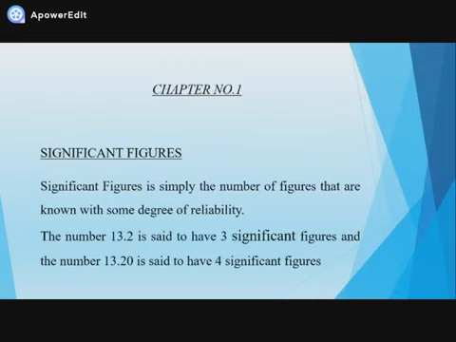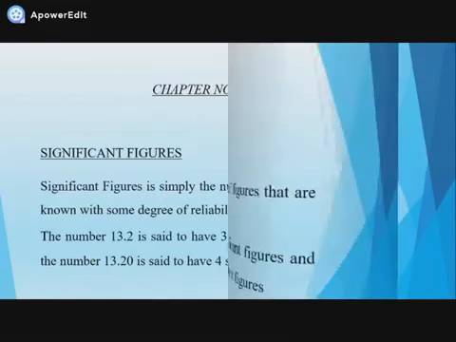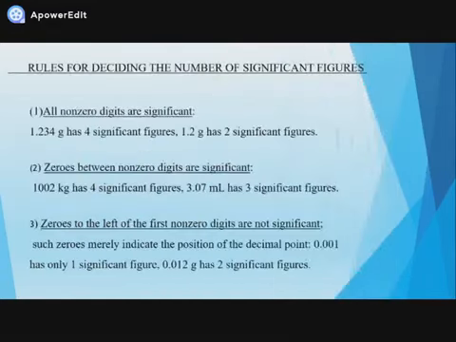Significant figures is simply the number of figures that are known with some degree of reliability. Means it's a number which we know with certainty. For example, the number 13.2 is said to have 3 significant figures and the number 13.20 is said to have 4 significant figures. There are certain rules for predicting the number of significant figures which are given as under.